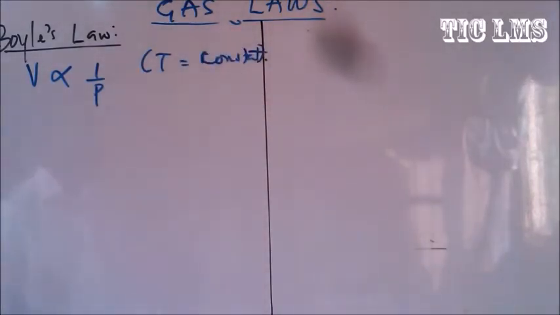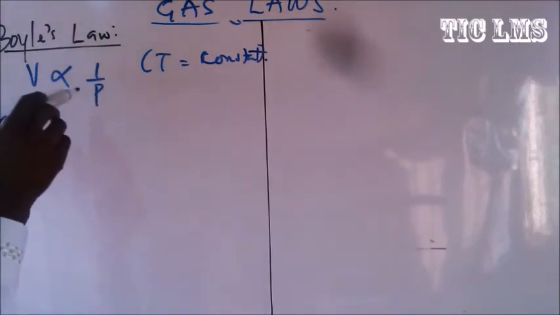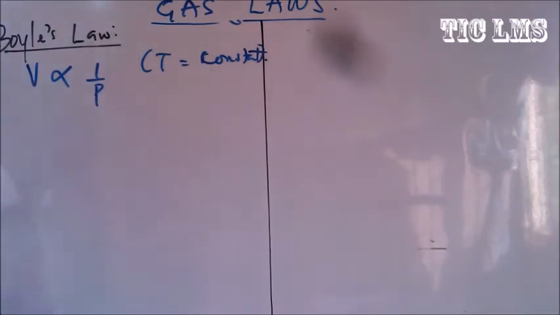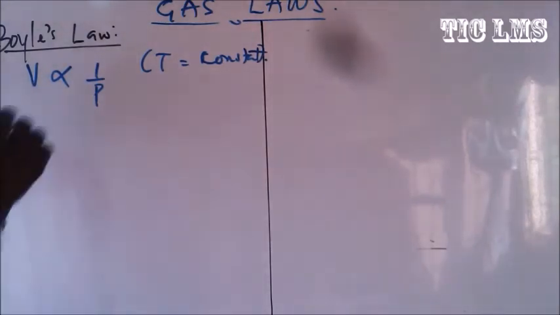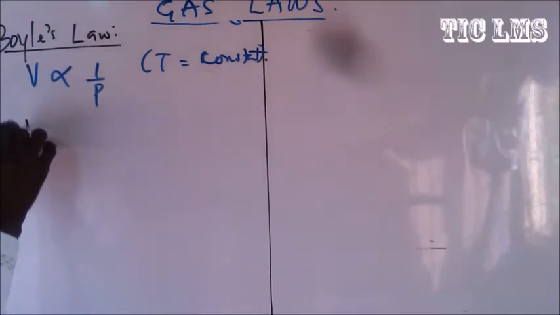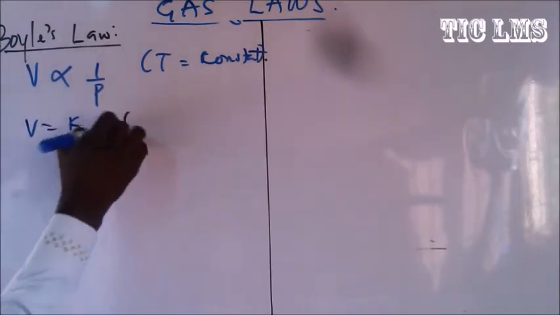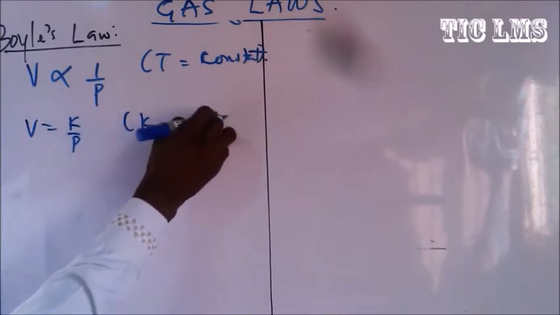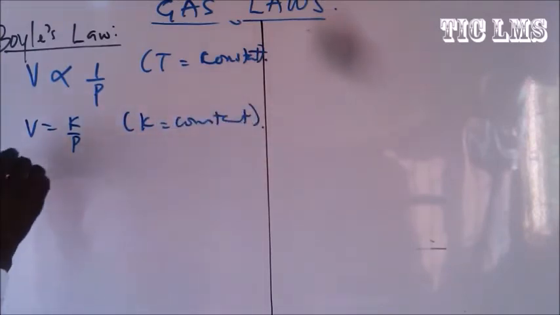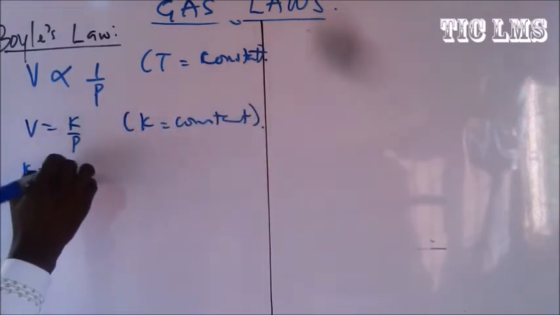The only thing that changes is that when we increase the volume, the pressure will reduce, and when we reduce the volume, the pressure will increase. So that's why we have an inverse relationship. And because of that, when we remove the proportionality sign, we have V equal to K over P, where K is a constant. So we have K equal to VP.